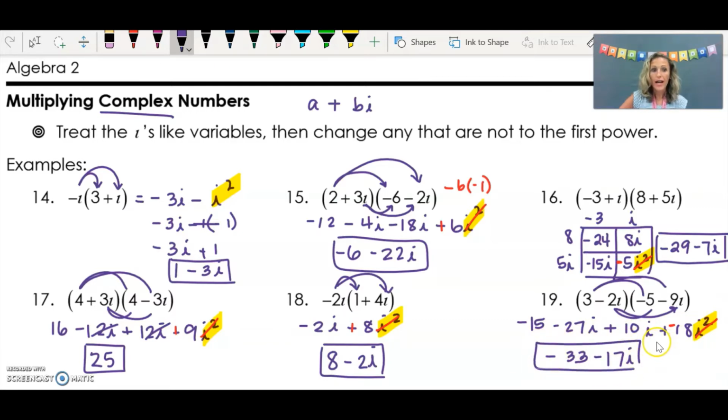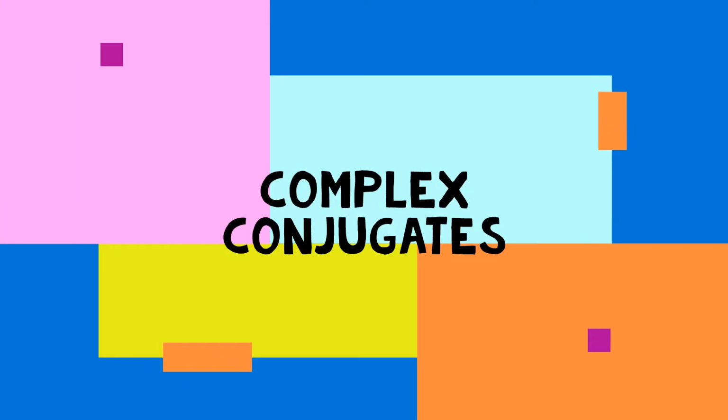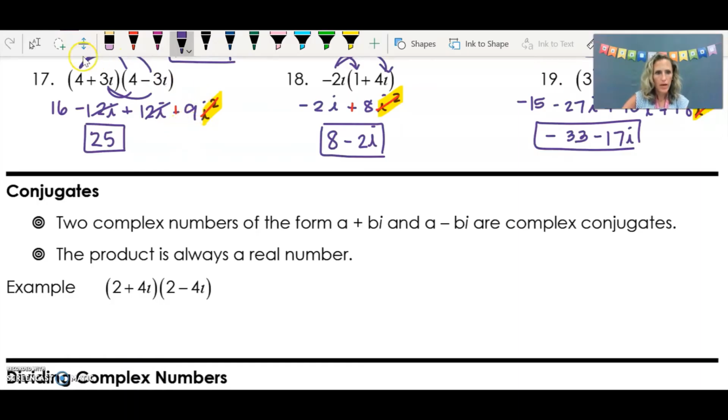That's it for multiplying complex numbers, so now we're going to move on to dividing. If you'll look back up at number 17, notice that the imaginary parts of the problem cancel each other out. They were inverses of each other.